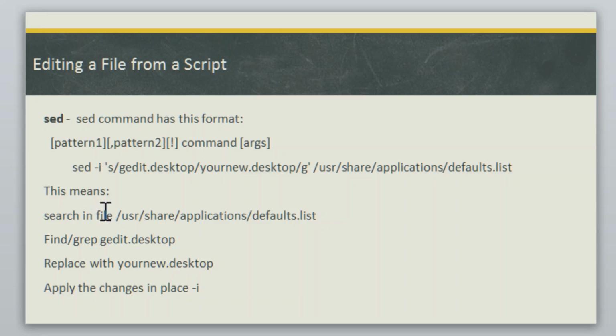So what this means is it's going to search in the file user share applications defaults.list. So this file here. It's going to find the gedit.desktop. So it's going to find this, and it's going to replace it with this, yournew.desktop. And it's going to apply the changes in place, -i, okay? So in this file, it's searching for this line, and it's going to replace it with this line. That's basically what that's doing. That can be super handy so that you don't have to go in the file, find the line, delete it, and type in the new thing. You can do it with one simple command here.